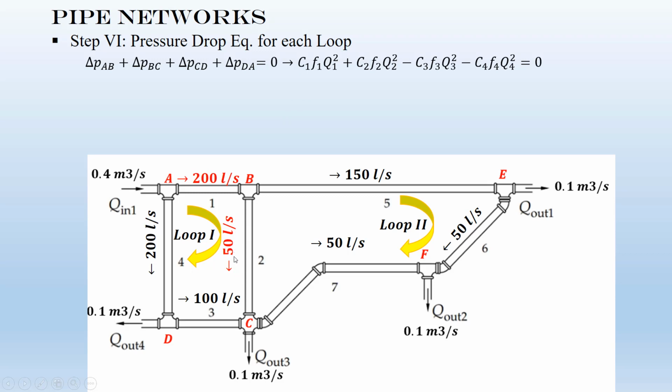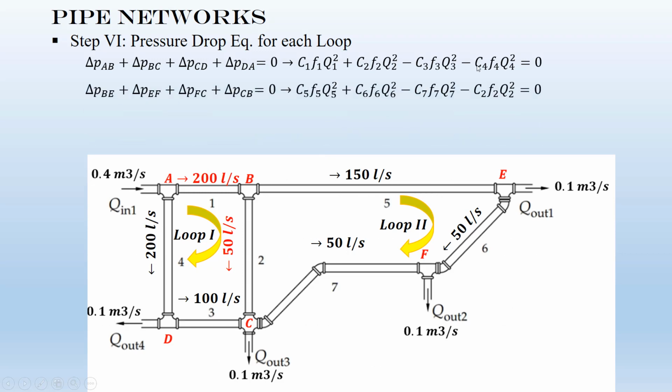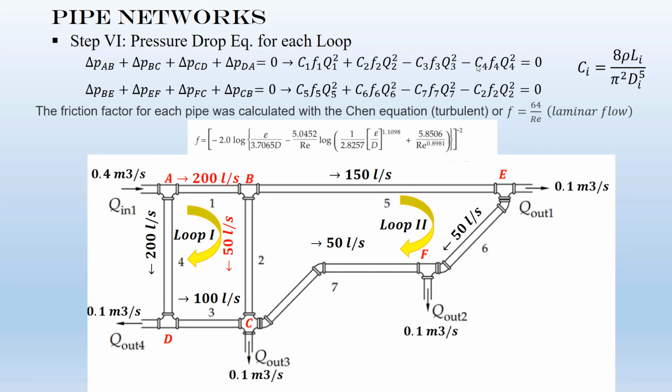For pipe 2, C is positive. For pipe 3, flow and loop are in the opposite direction, so C3 is negative, and also C4 is negative. So you can write this for both loops. Keep in mind that Ci is a constant value that depends on density, length, and diameter. To find the friction factor, if the flow is laminar, you can use f equals 64 over the Reynolds number. For turbulent flow, you can use the Chen equation to find the friction factor.